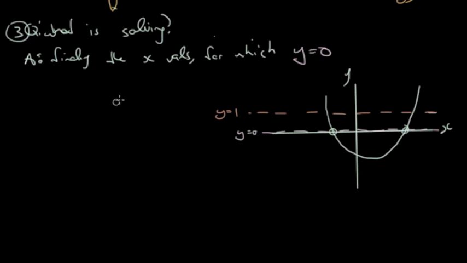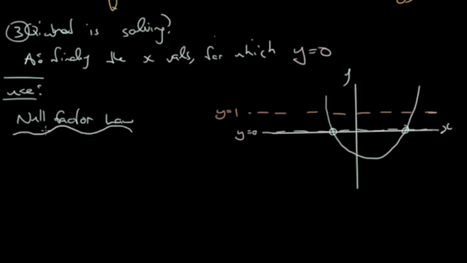And so let's think of an example. This is what we're going to use in this case: the Null Factor Law. This is assuming we've just factorized. So let's assume we've factorized and we've got an equation that looks like y equals 2x plus 1, 3x minus 4. So we've already factorized and we've got this one.